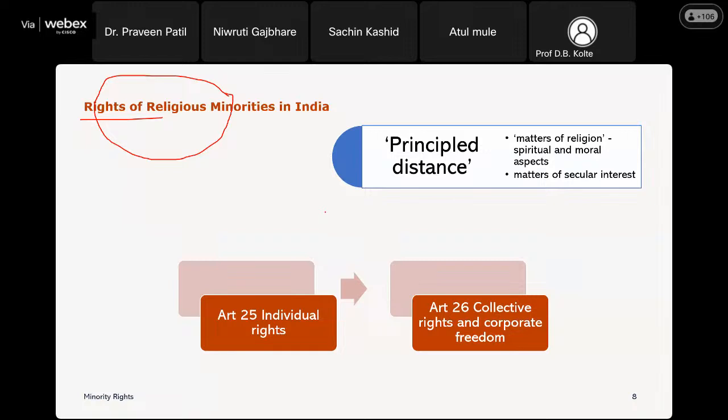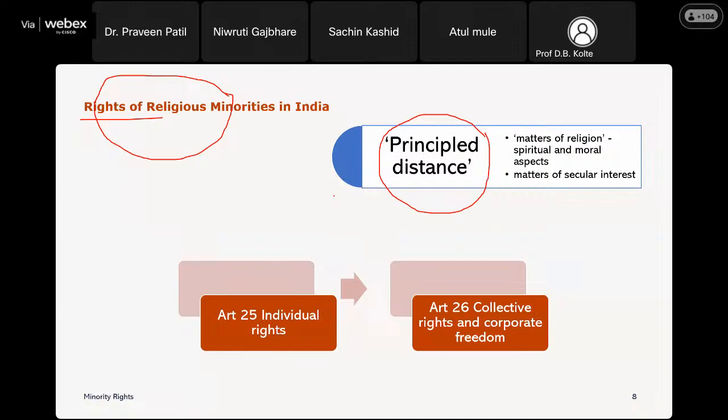Should the state sponsor the religion, or should the state remain aloof from the affairs of religion in such a way that there is no interference in religious beliefs or religious denominations as such? Striking a balance between these two principles, the Constitution of India speaks of principled distance. Now, what do you mean by this principled distance?